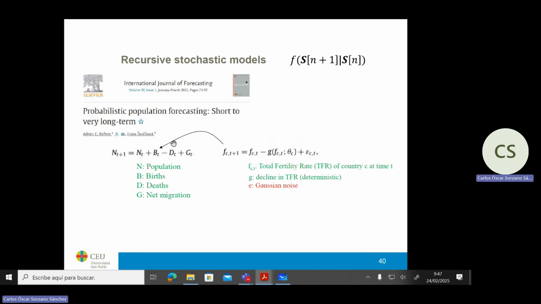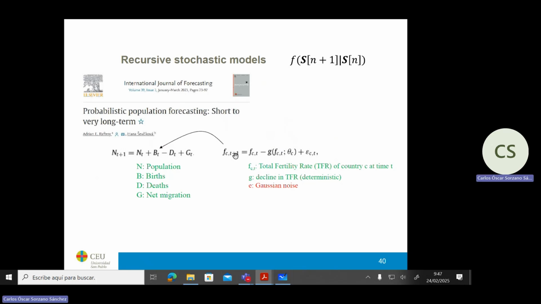But then, for instance, here you have a model predicting how populations will grow. The size of the next population at time t plus 1 will be the current one, plus the number of births minus the number of deaths, plus the net migration. And then the number of births is a probabilistic function. The number of births depends on the total fertility rate of a given country at a given time.